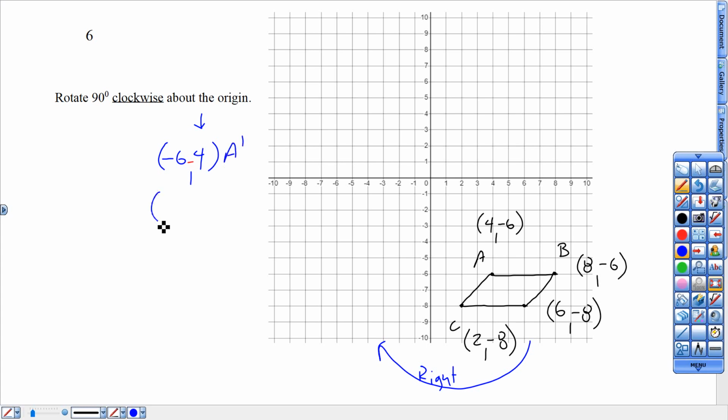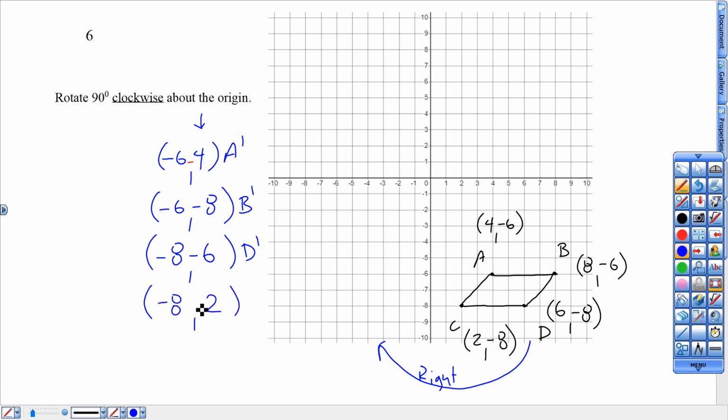If I take that 8, negative 6, that switches to negative 6, 8, and then that 8 becomes opposite, so negative 8. If I take that other point, which is 6, 8, and switch that, I know they're kind of close to each other, sorry about that. That gives me negative 8, 6, and then make that opposite. I believe that is my D point. That would be D prime, I believe. And then my last one, that 2, 8 becomes negative 8, and then that 2 becomes opposite, negative 2. So let's graph them. That's going to be C prime.